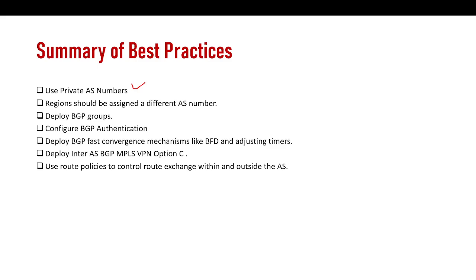You also need to configure BGP fast convergence mechanisms. You can configure BFD and also adjust timers. You need to deploy in the AS BGP MPLS VPN option C, which is more scalable. And when you are doing route import between different autonomous system numbers, always use route policies to control route exchange within and outside the AS. So don't import everything. Ensure that you use route policies to control what is exchanged between the different autonomous system numbers.